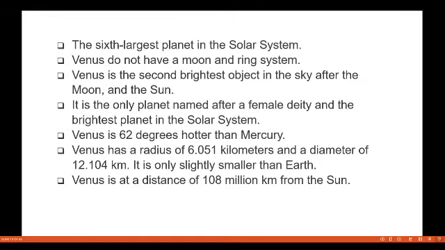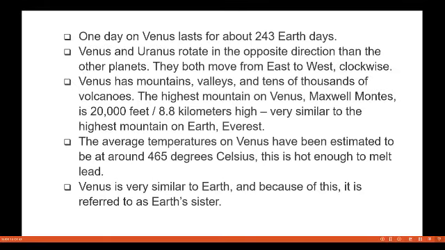Venus is at a distance of 108 million kilometers from the Sun. One day of Venus lasts for about 243 Earth days. Venus and Uranus rotate in the opposite direction to the other planets. They both move from east to west, clockwise. Venus has mountains, valleys, and tens of thousands of volcanoes.